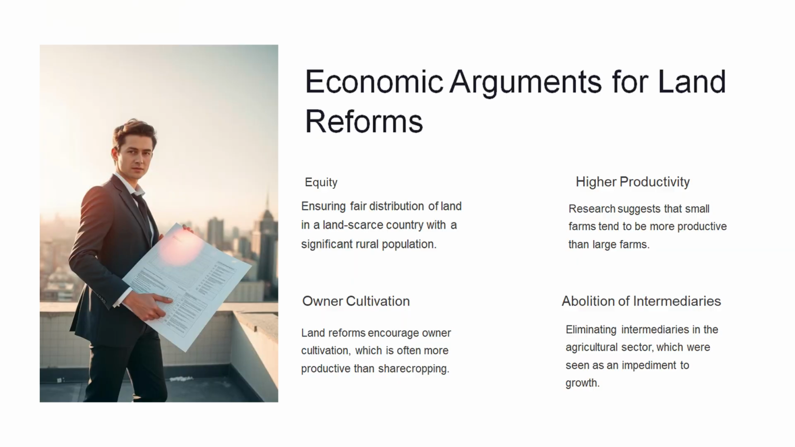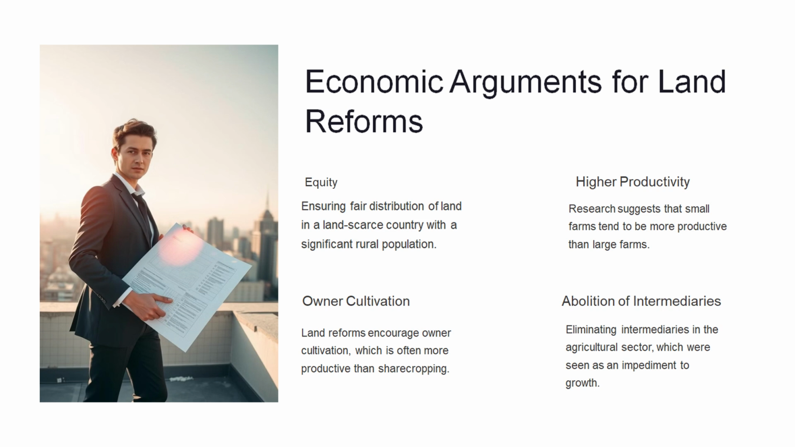Then the third one is ownership cultivation versus sharecropping. Land reform encourages cultivation by the owner, where farmers directly manage the land they own. Further, there is evidence that owner-cultivated plots of land tend to be more productive than those under sharecropping.